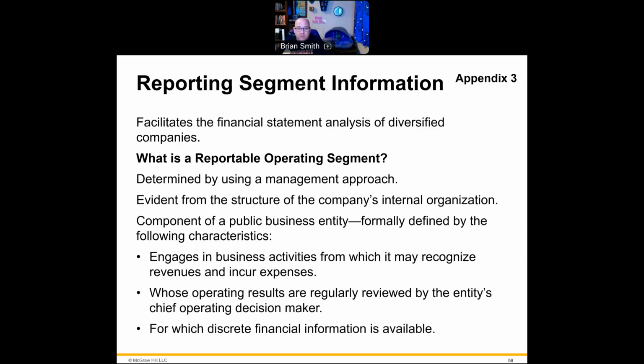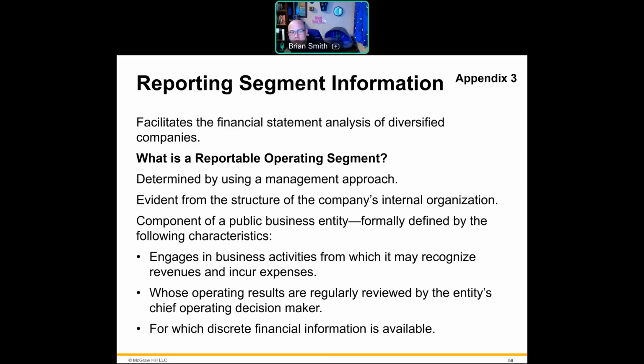All right, segment information. When we evaluate companies, look at Disney Corporation as a good example. They have a lot of different segments: the parks segment, the film and entertainment segment, Disney, Pixar now, and ESPN. All these different segments or companies within their basket.